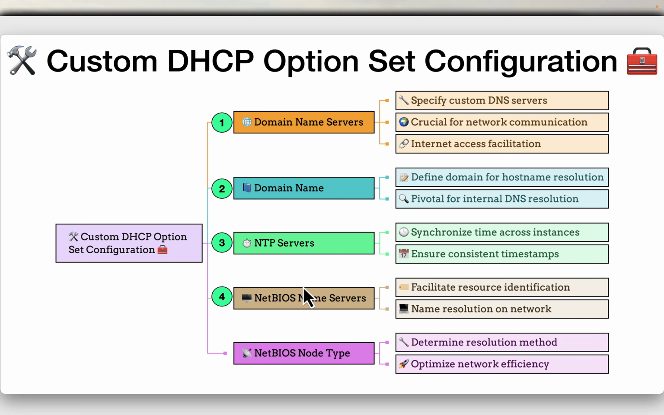Then again, for Windows specific, NetBIOS name servers. So set up NetBIOS for Windows instances, and this will help in resource identification and name resolution on the network. And then NetBIOS node type. This will determine the method Windows instances use for resolving NetBIOS names to IP addresses.